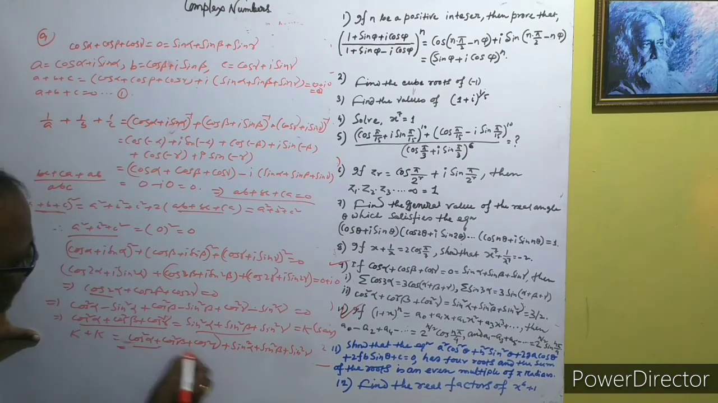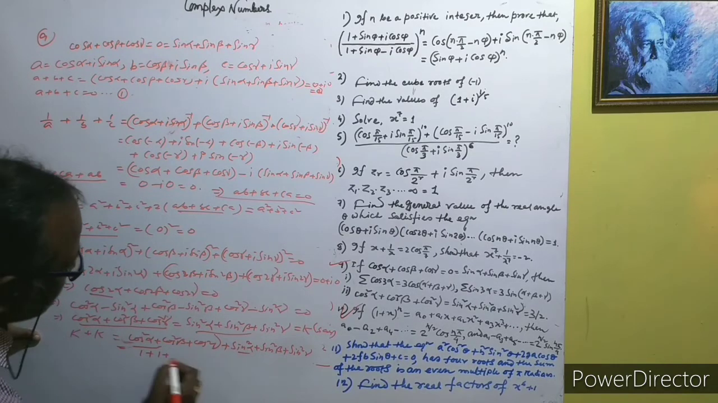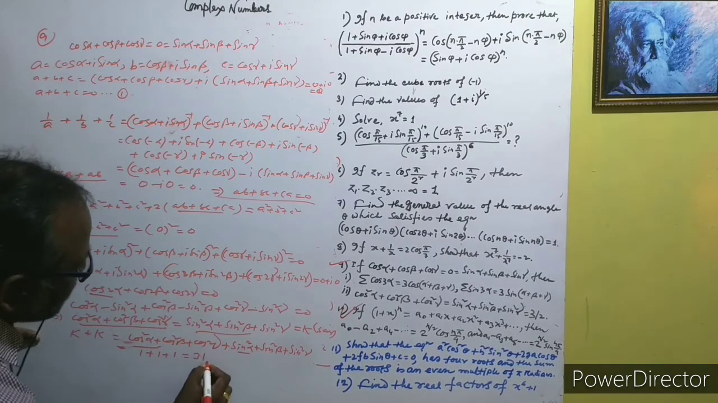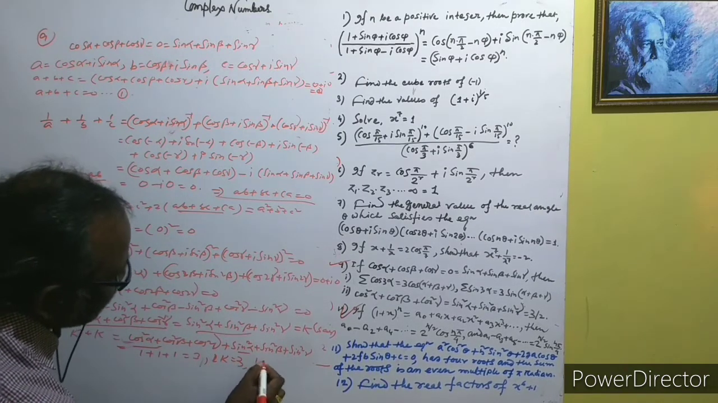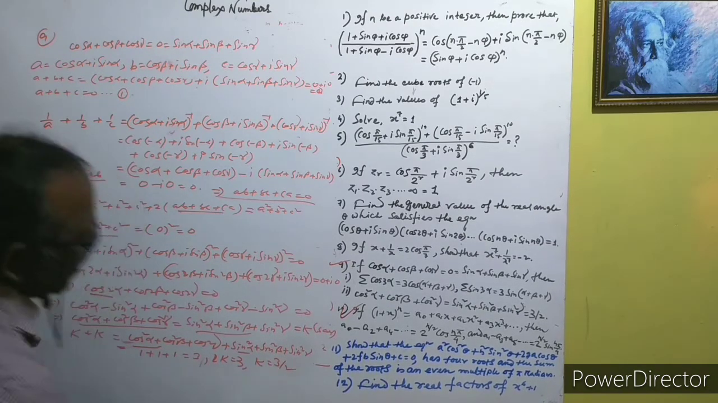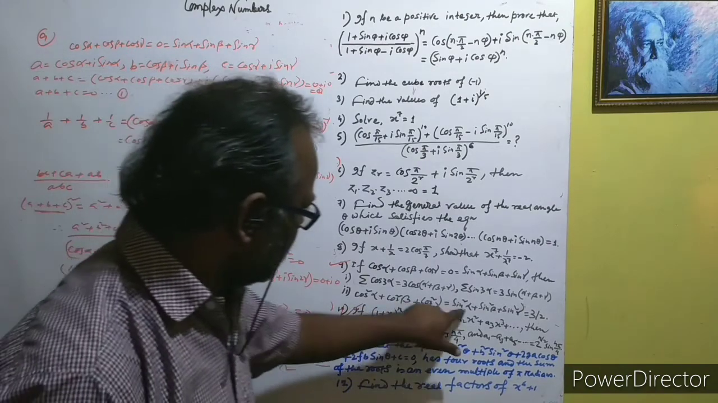So from this, the sum is 1 plus 1 plus 1. See, this sum is 1 and this sum is 1. So this is 3. So we find that 2k is equal to 3. So k is equal to 3 by 2 here. Okay, so each and every part equals 3 by 2.